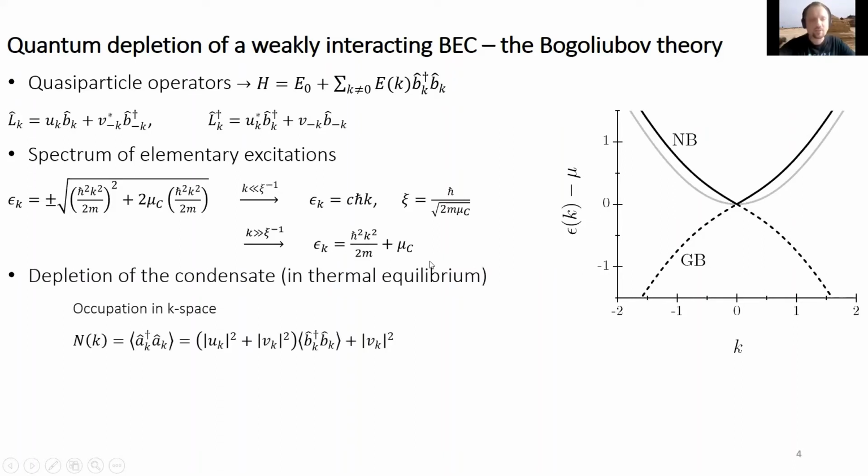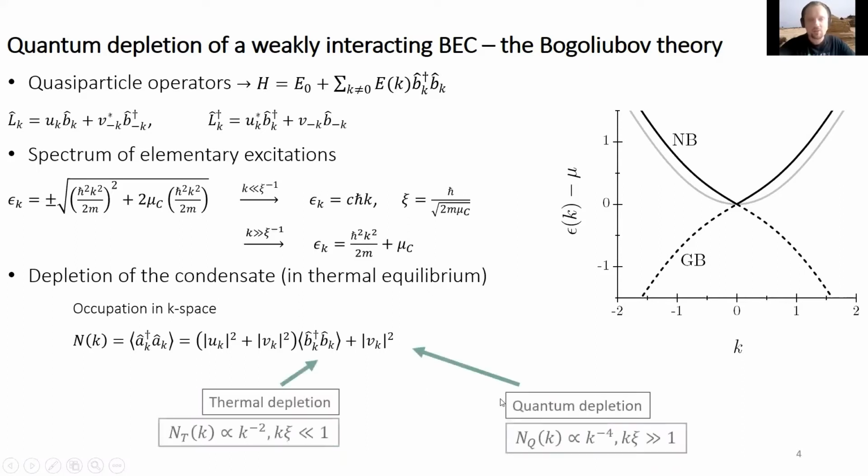And what about the occupation of these branches? When one takes this theory into account and calculates the occupation, one can see that the branches can be populated by thermal depletion, meaning real excitations of the condensate, and by quantum depletion, which is independently present and occupies the excitation branches independent of temperature.